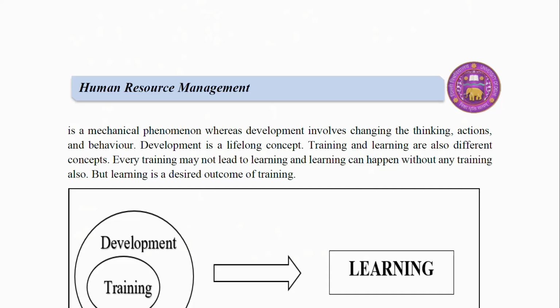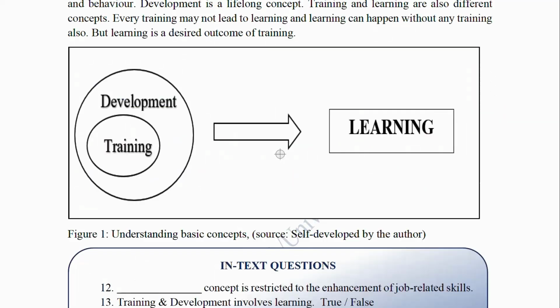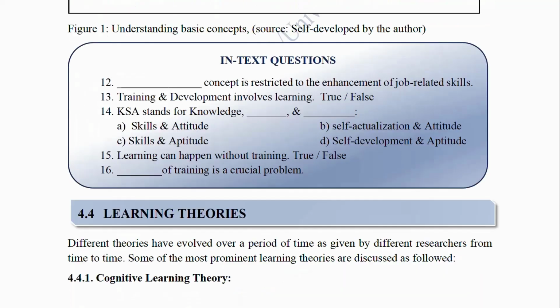Training and learning are also different concepts. Every training may not lead to learning, and learning can happen without any training also. But learning is a desired outcome of training. Figure 1 explains the understanding of basic concepts, that is, how development and training lead to learning.